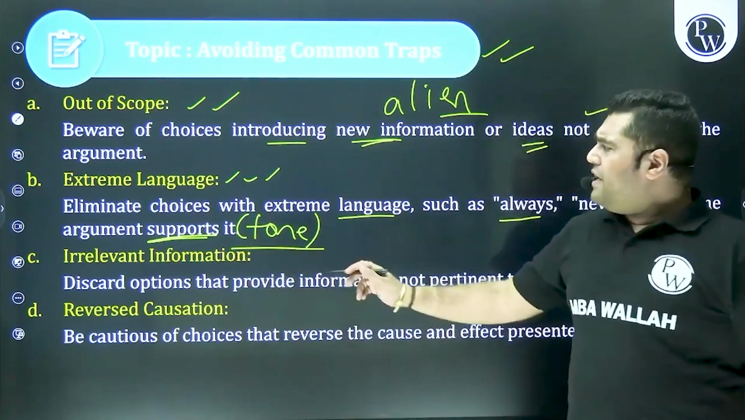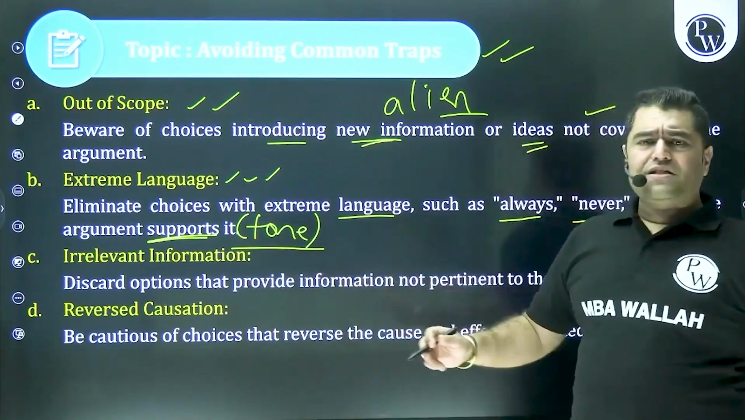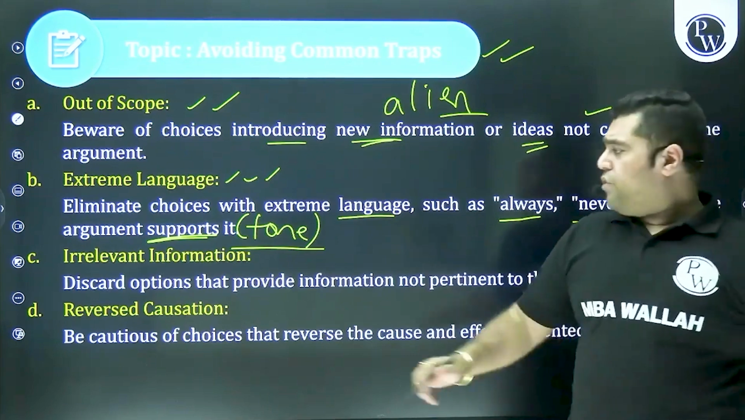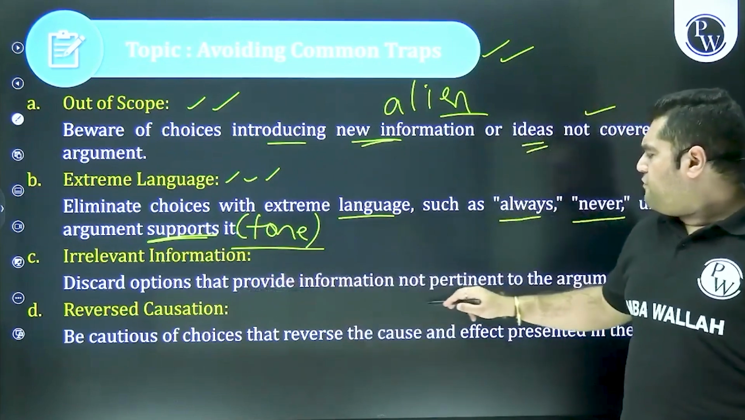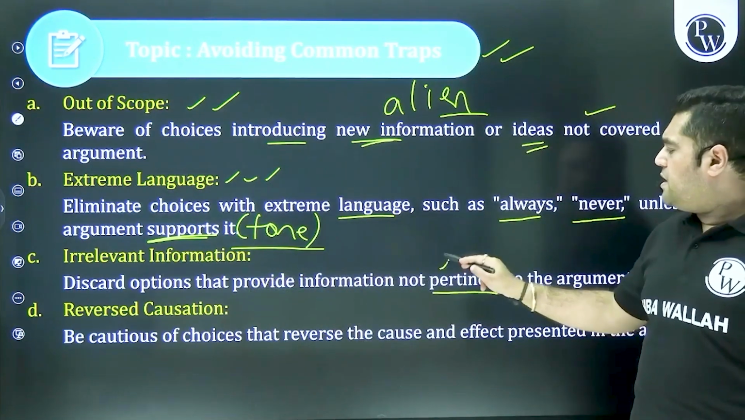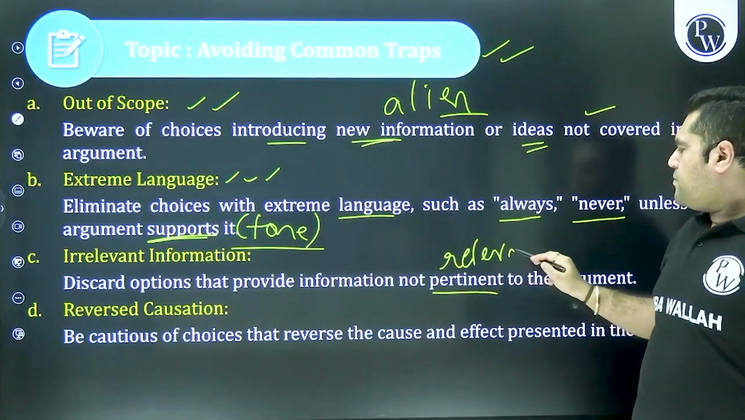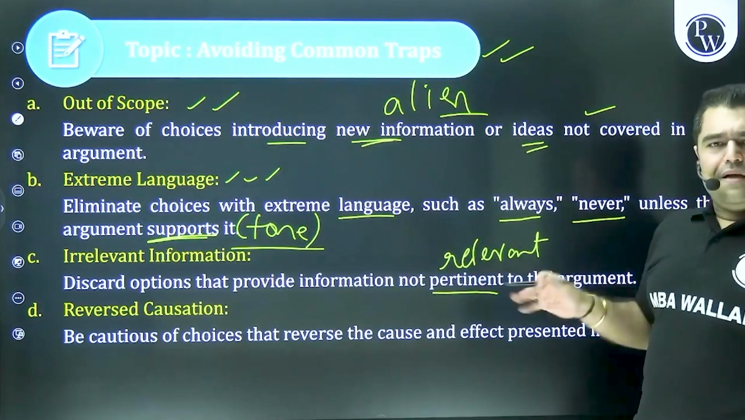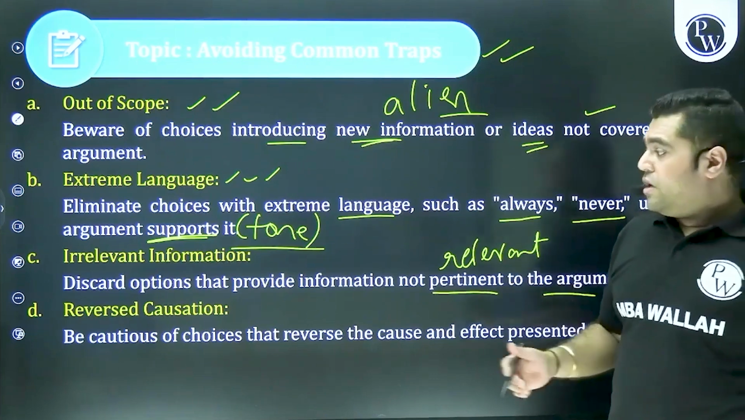Irrelevant information, meaning something that is not related info. Discard options that provide information not pertinent. Pertinent means relevant or part of the argument. Remove, discard immediately. Don't even bother.